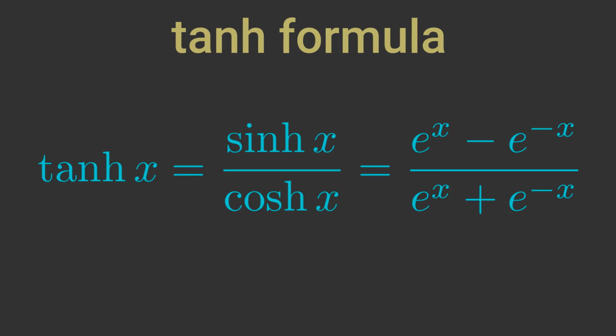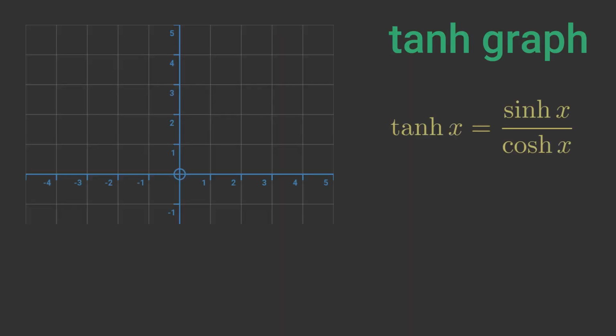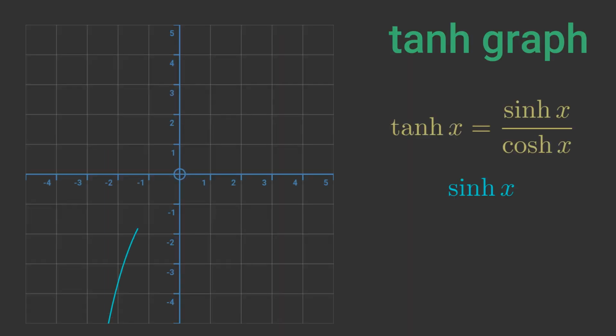The tanh function is defined as the shine function divided by the cosh function. This can also be written as an expression involving only exponential functions. Here is a graph of the shine function. And here is the cosh function.